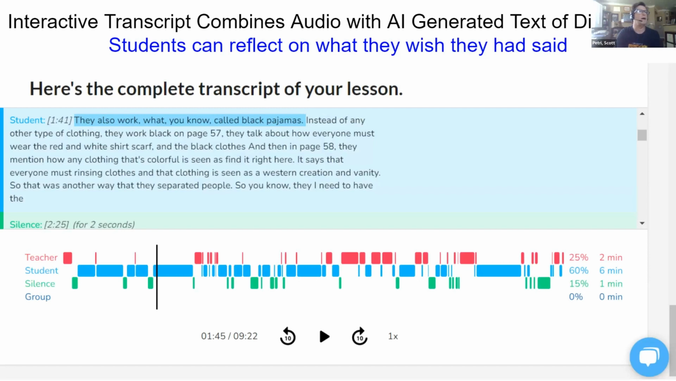So here's where I think this program is really going to be a game changer and is going to make millions of dollars for the founder of this product and the teachers who adopt it. Because the interactive transcript combines the audio of the discussion with an AI generated text of that discussion. And I'm hopeful that at some point it will know the different students' names. At this point, there's still mistakes. Maybe they're about 95% correct.